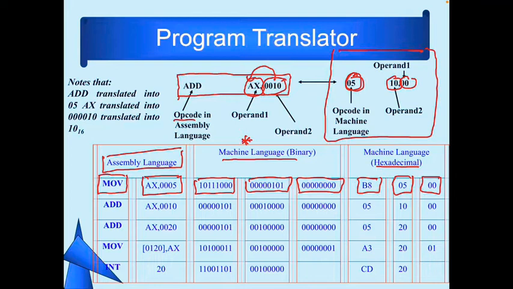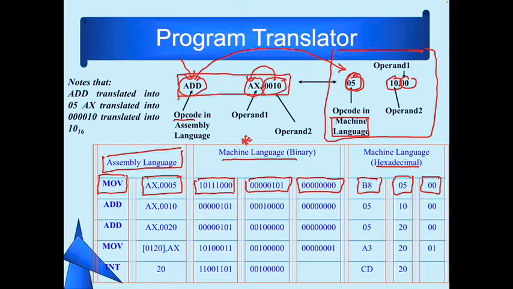Before we go to the compiler, I forgot to mention something. In our programming in assembly language, we understand add, AX, and 0010. But in machine, add will be translated as 05. This is the opcode that machine language knows, but we as humans use add. So 05 we will convert into binary.